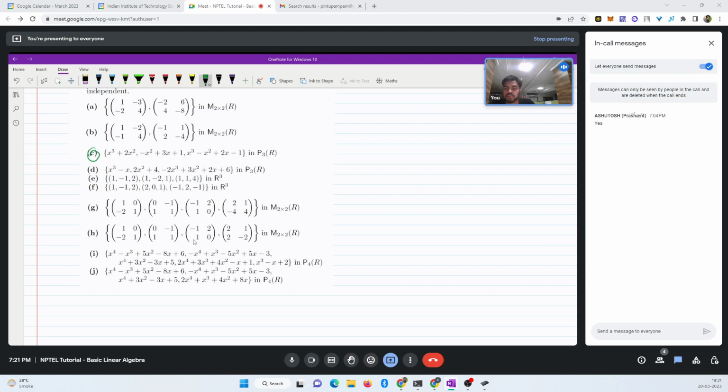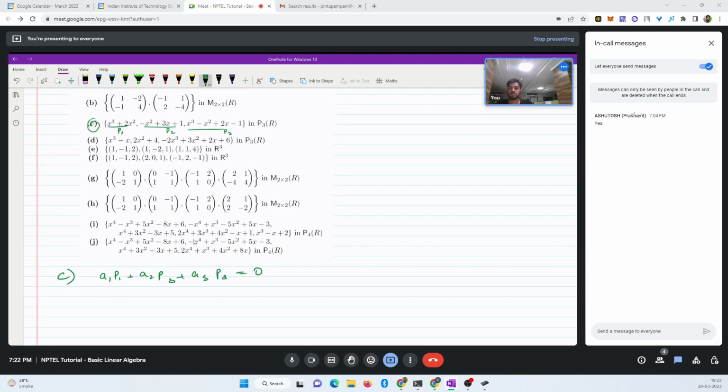Let's say this is p1, this is p2, this is p3. What we want is a1 p1 plus a2 p2 plus a3 p3 to be 0. Let's write all the terms related to x cube together, all the terms related to x squared together, and so on. So what we would get is a1 minus 2a3 into x cube.